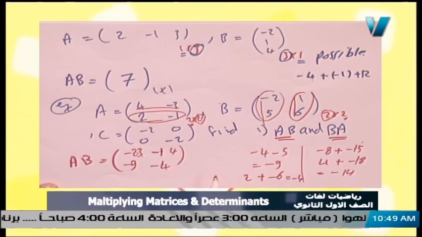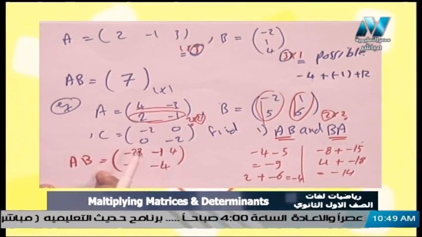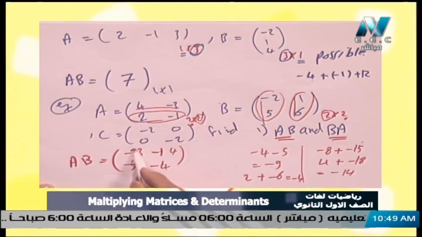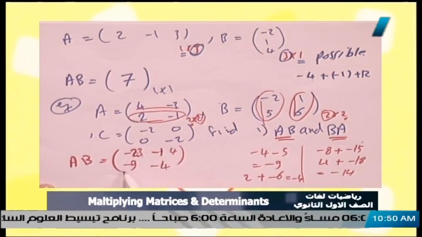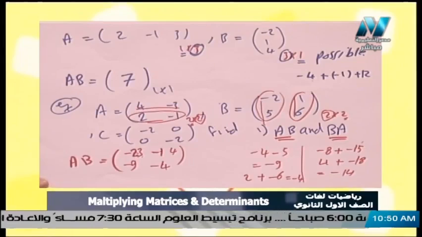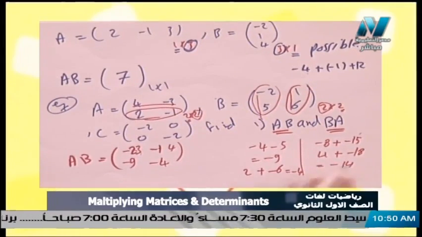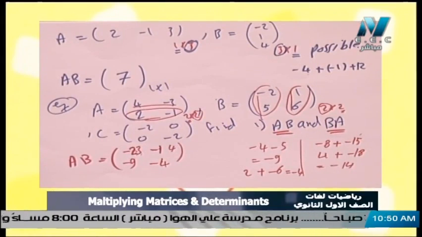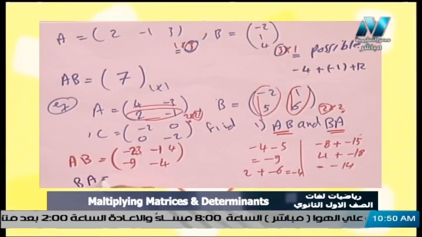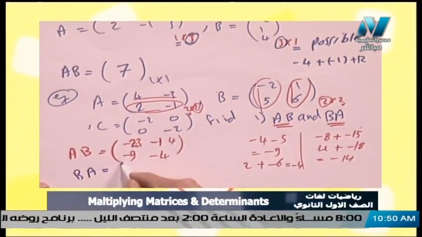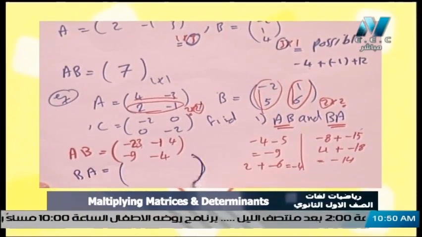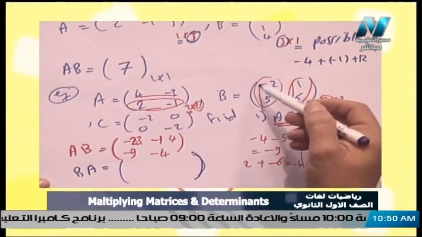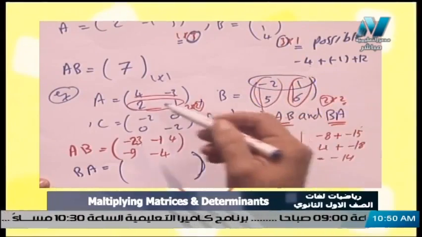And the question is: does AB equal BA? We have AB here: negative 23, negative 14, negative 9, and negative 4. If we try to multiply BA, BA means we will multiply the first row here by the first column here.